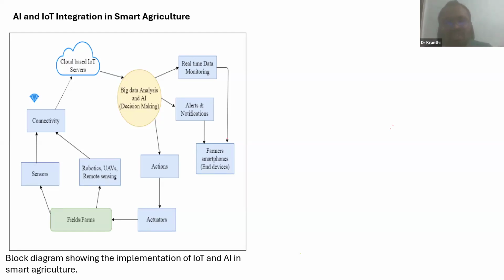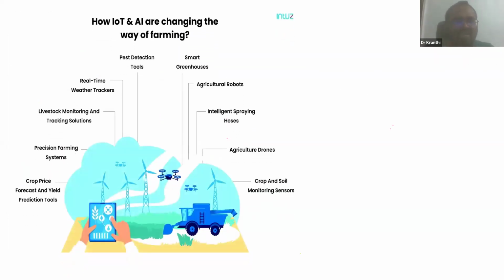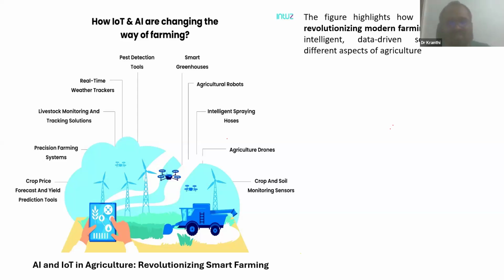Based on this, the feedback loops between fields, sensors, AI systems, and farmers help in efficient resource utilization, improved crop yield, reduced manual labor, and better, more sustainable farming practices. This closed-loop system demonstrates how IoT and AI together empower smart agriculture. That way, I can conclude this point. And here I can also mention in what way we are changing the way of farming.